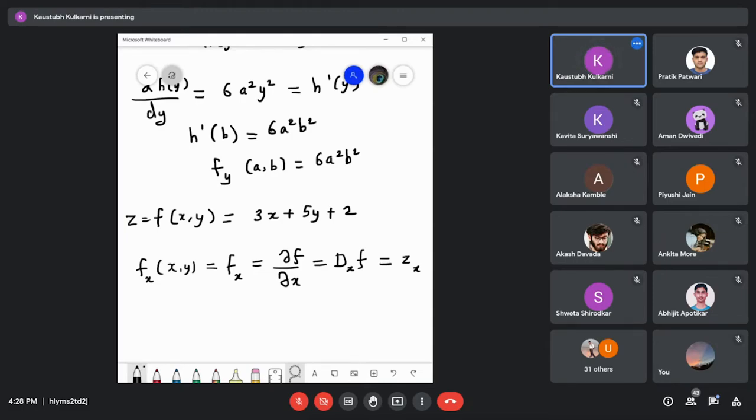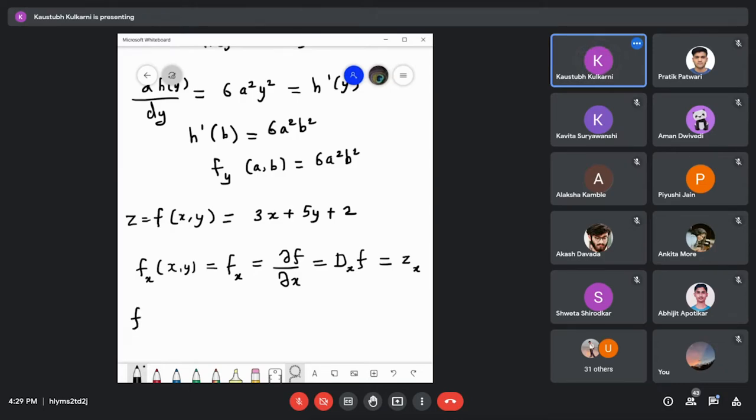I would suggest you follow either of these three notations. Fx, this is too much of a writing, dou f upon dou x, but this is standard actually. Dou f upon dou x, dou f by dou x, or you can write dx f, up to you. So I'll just write fx right now.